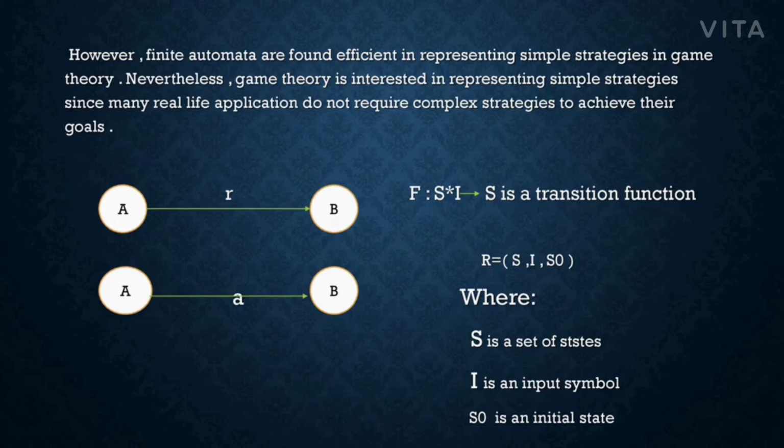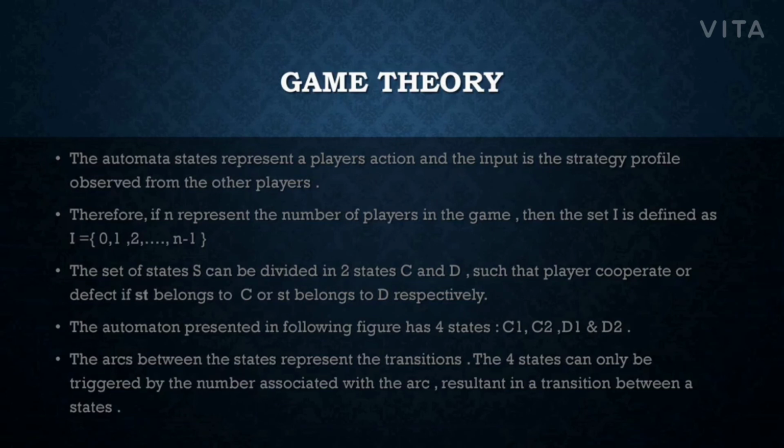Recently, finite automata have been widely used to represent player strategies in game theory. For instance, researchers have conducted several experiments, and the results showed that finite automata have significantly improved the performance of n players. However, finite automata are found efficient in representing simple strategies in game theory.